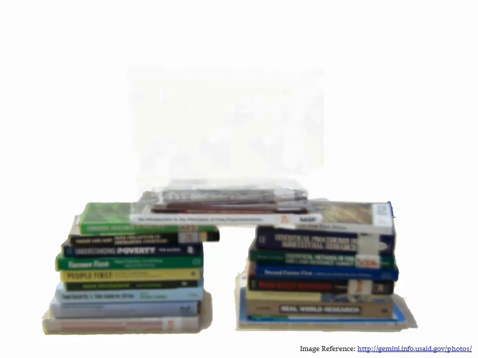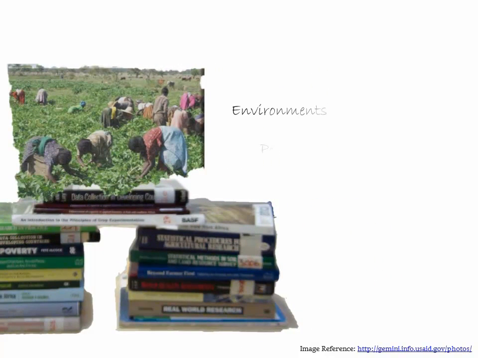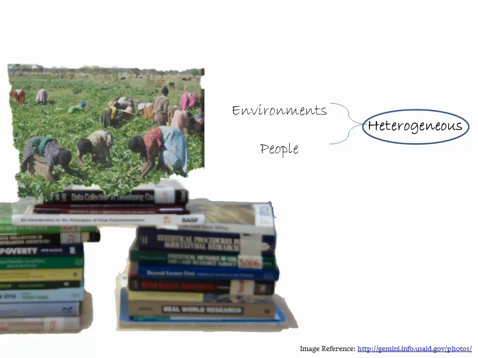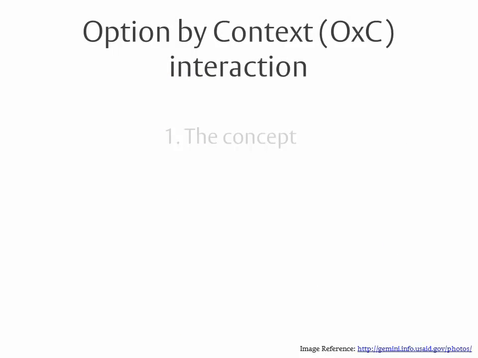Much research is done in support of smallholder farmers in developing countries, and it's long been recognized that the environments and the people living in those places tend to be very heterogeneous. A recent trend in research is the recognition that this heterogeneity really matters, and that technologies that are widely adapted to many situations are probably rather rare. In this short video, I explain a way of conceptualizing this, which we found to be useful. I'll introduce it here and explain how it can be used in further videos.